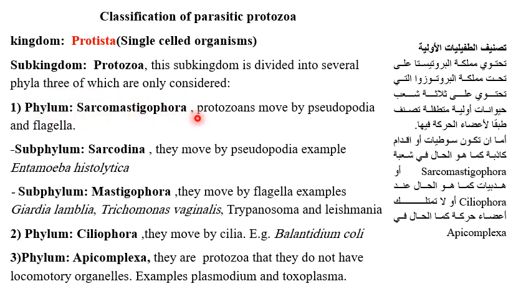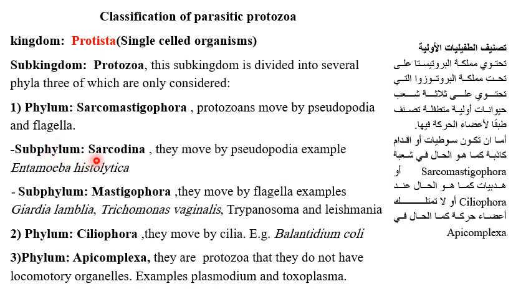Sarcomastigophora, protozoan moved by pseudopodia and flagella. This phylum is classified or divided into 3 or 2 subphyla.